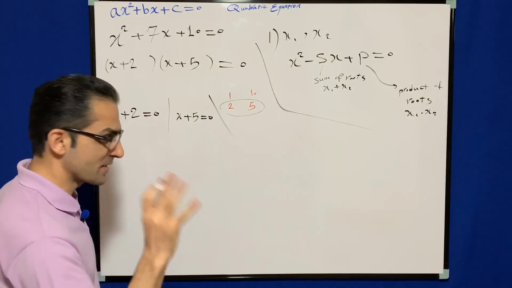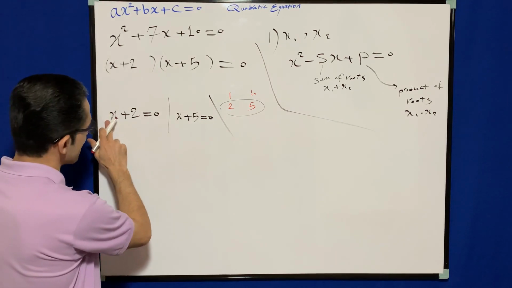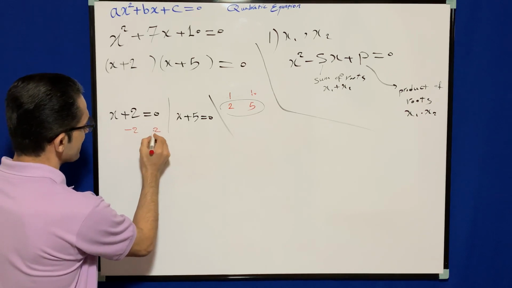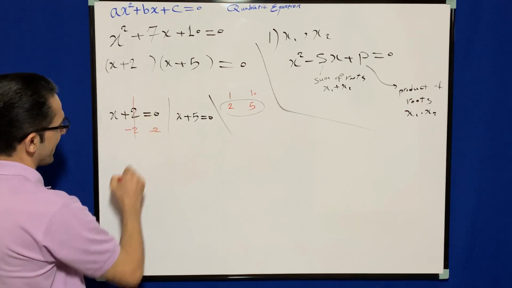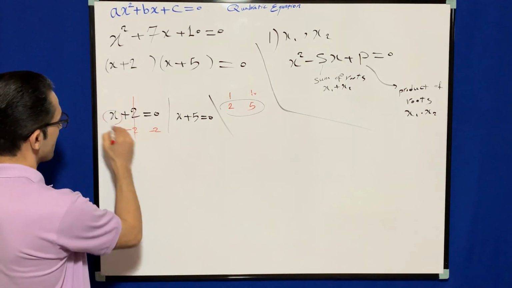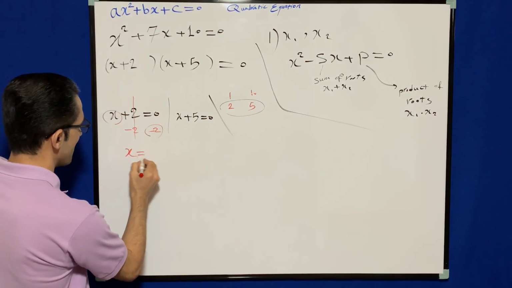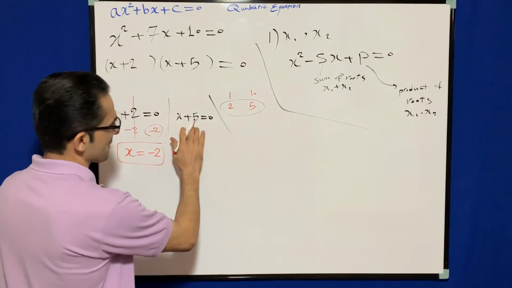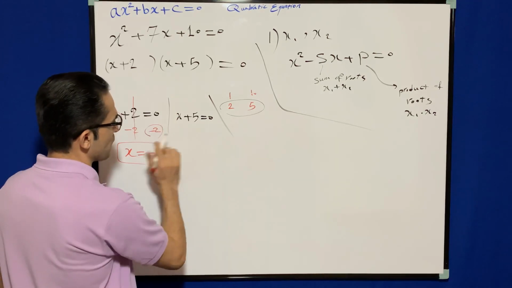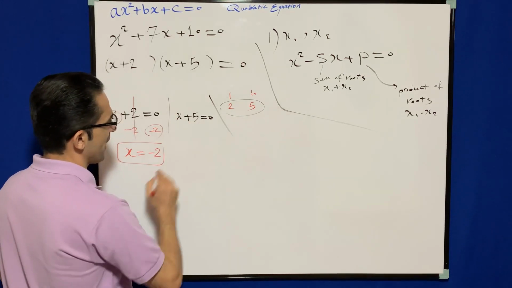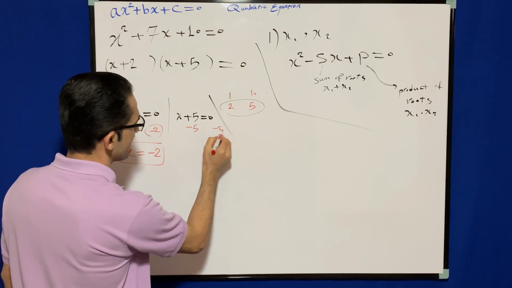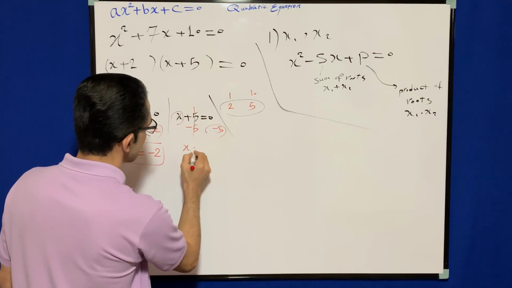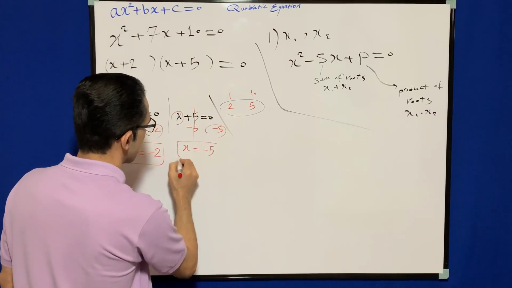If you have a case like this, listen to me carefully. The coefficient of x is 1, and we have positive 2. Add negative 2 to both sides. The 2 will cancel out. So x equals negative 2. And the same for x plus 5 equals 0. The coefficient of x is 1. We have positive 5. Add negative 5 to both sides. The 5 will cancel out. So x equals negative 5.